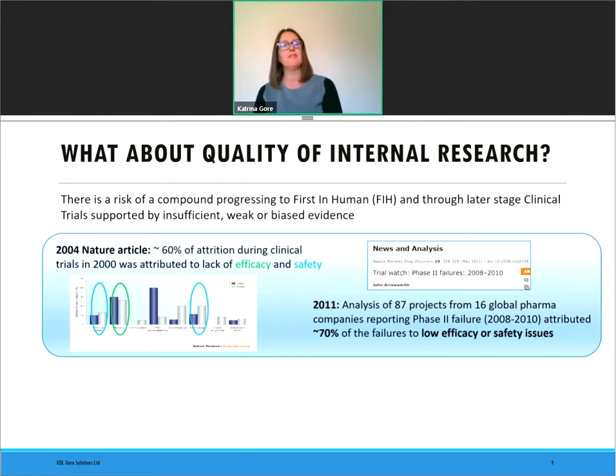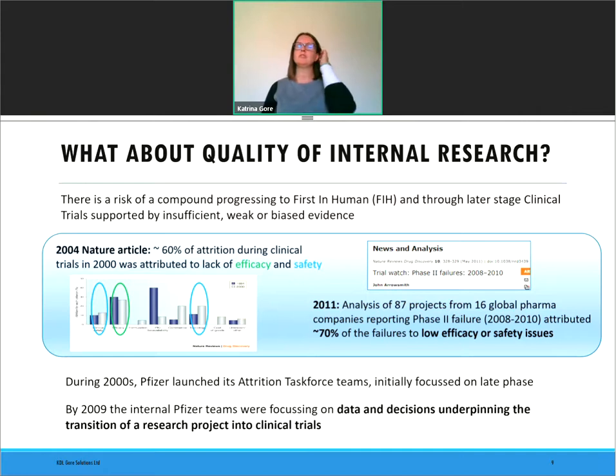And when these compounds fail in clinical trials, it's called attrition. There are many articles on attrition and the cost of it. Attrition will always be there, but attrition is high. Back in 2004, a Nature article looked at attrition rates and said that 60% of the attrition during clinical trials was attributed to lack of efficacy and safety. A few years later, another review looking at more global pharma companies and their attrition rates attributed 70% of the failures to low efficacy or safety issues.